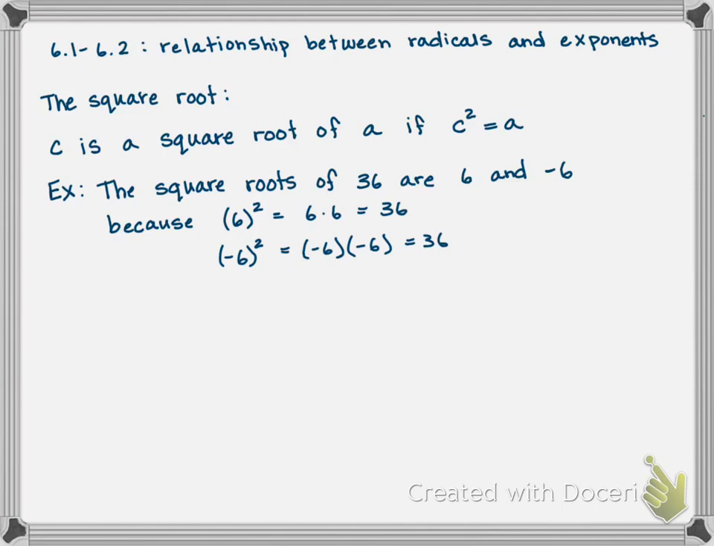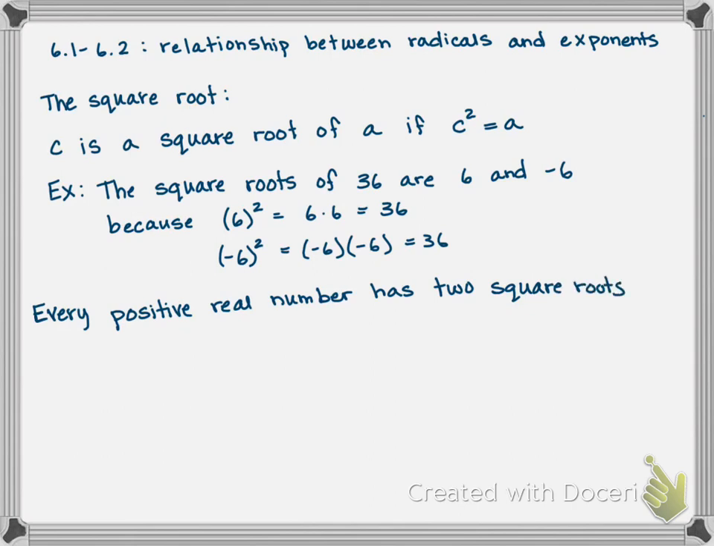Now, this is a little bit problematic because we just defined an operation that is not a function, right? Any input I have is going to have two outputs because there's always a positive number you can square to get a positive and a negative number you can square to get a positive. So every positive real number has two square roots. And we don't really like that because it's not a function, right? We like working with functions because they're not ambiguous, right? If I give you 36, you give me one answer, the square root of 36. We don't want two answers.